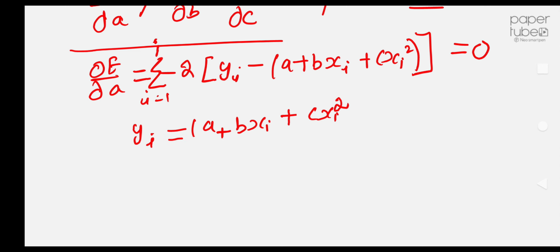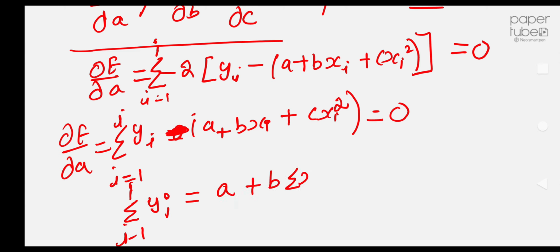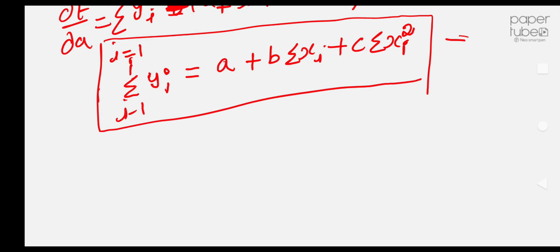So the change in error with respect to change in a should be equal to the sum over i equal to 1 to I of (yi - (a + bxi + cxi²)). So this should be equal to 0. We can expand this one. So the sum of yi should be equal to a plus b summation of xi plus c summation of xi². Let's call this equation number 1.